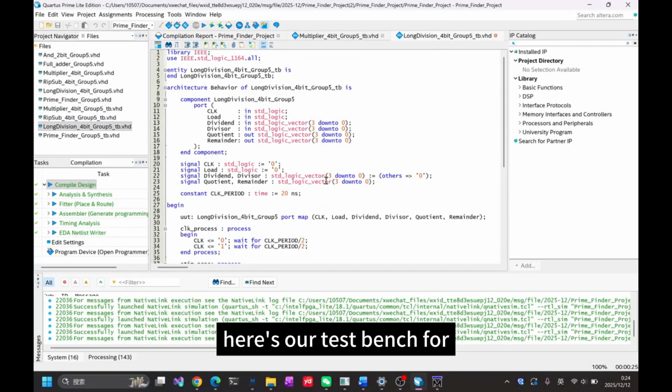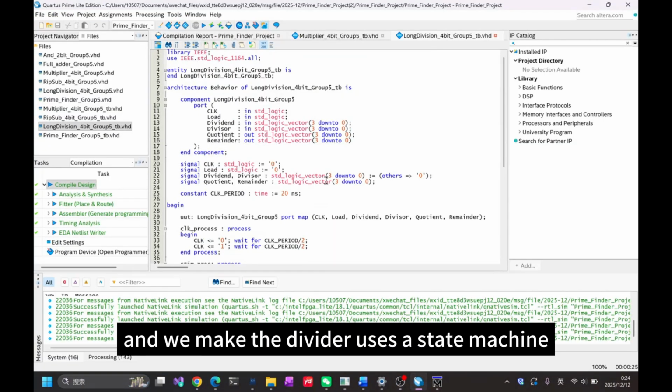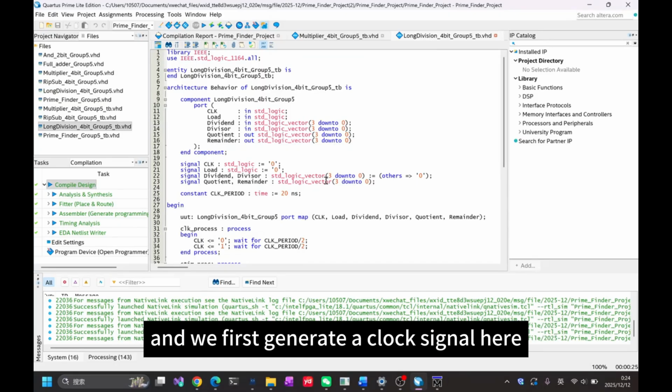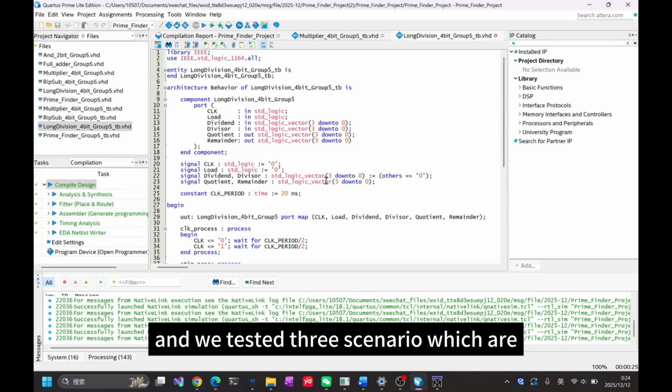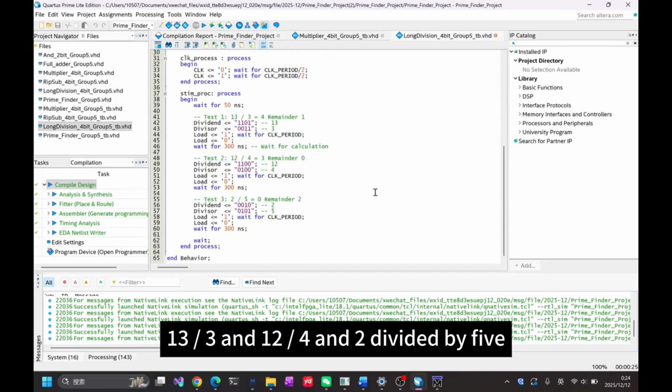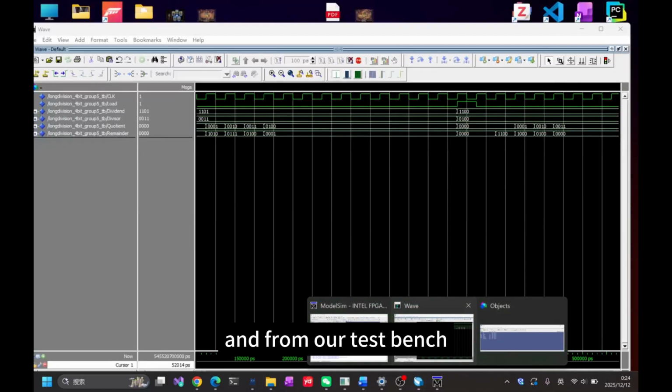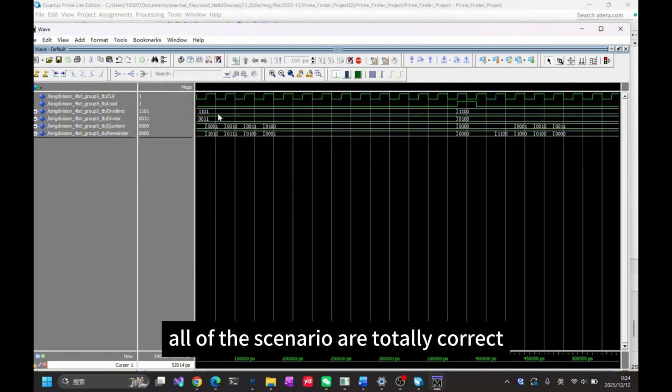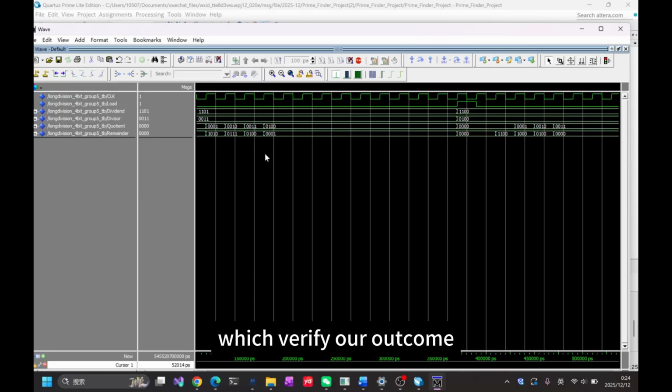Here's our test bench for the division module, and we make the divider use a state machine. We first generate a clock signal here, and we tested 3 scenarios, which are 13 divided by 3, 12 divided by 4, and 2 divided by 5. From our test bench, we can see all of the scenarios are totally correct, which verifies our outcome.